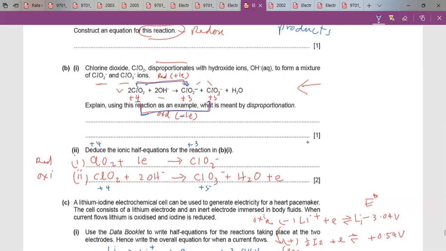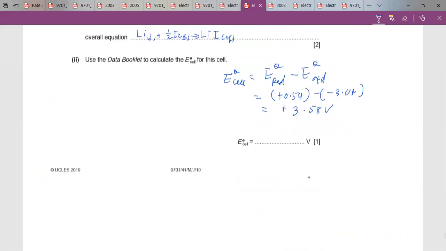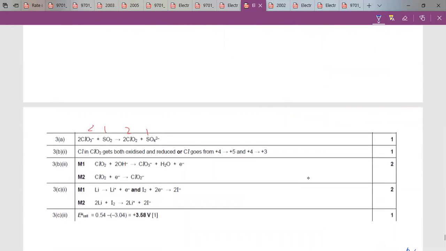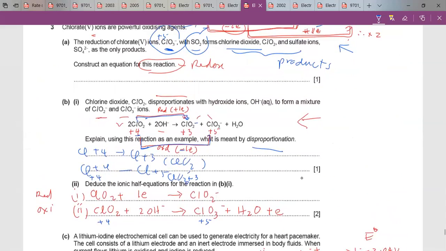Okay. So use this to explain what I mean by disproportionation. That means the Cl +4 becomes what? Cl +3 in ClO2 minus, right? And Cl +4 becomes what? Cl +5 in ClO3 minus. You can see here. Okay. Cl gets both oxidized and reduced. And +4 to +5, +4. So as long as you say it goes to here, explain both, it undergoes both oxidation and reduction at the same time. Okay? And then of course they ask you to use it as a cell.